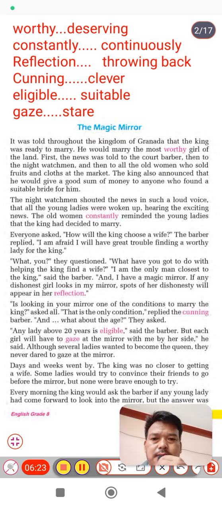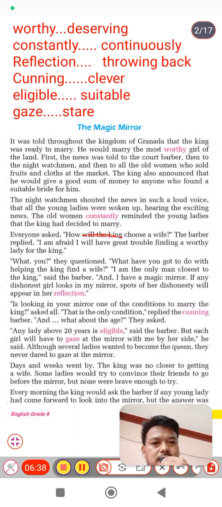Second paragraph, we have the night watchman shouted the news in such a loud voice that all the young ladies were waking up hearing the exciting news. The old woman constantly reminded the young ladies that the king had decided to marry.